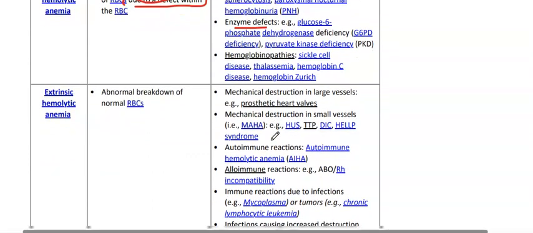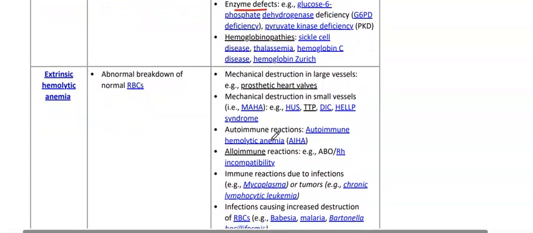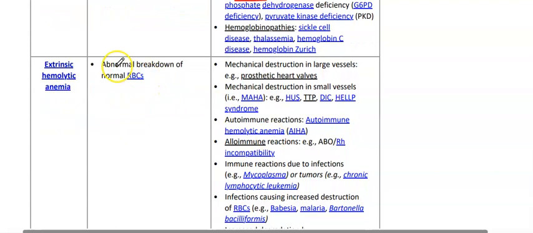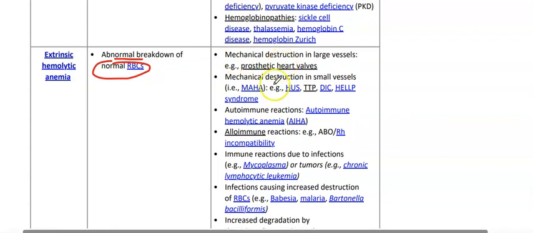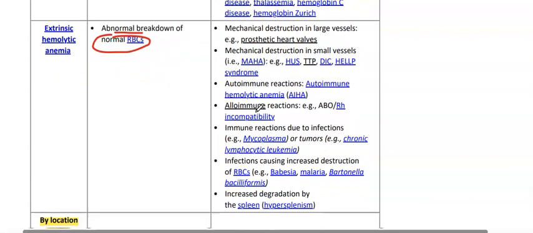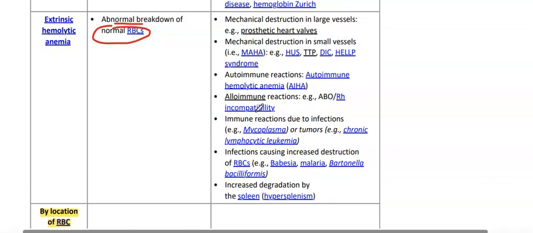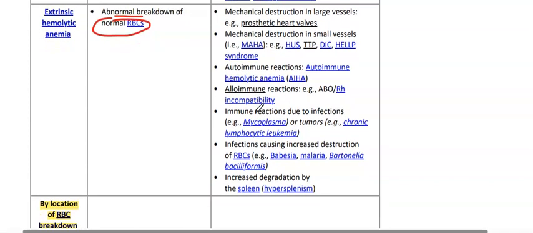Then, extrinsic hemolytic anemias involve abnormal breakdown of normal RBC. Here the RBCs are normal. We have different causes like mechanical destruction, autoimmune, alloimmune, immune reaction due to infections, infection causing increased destruction of RBC, and increased degradation by the spleen.